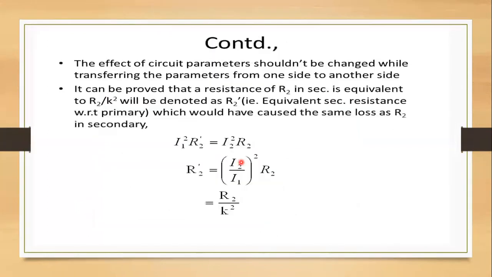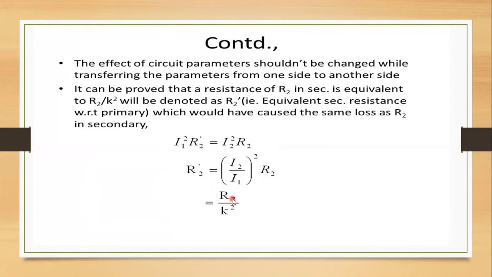So I1 square into R2 dash is equal to I2 square into R2. So R2 dash is called R2 by K square. R2 dash is equal to the primary side resistance, equal to the secondary side resistance because of the winding. So R2 dash is equal to I2 by I1 whole square into R2, that is R2 by K square. So R2 dash is equal to R2 by K square.